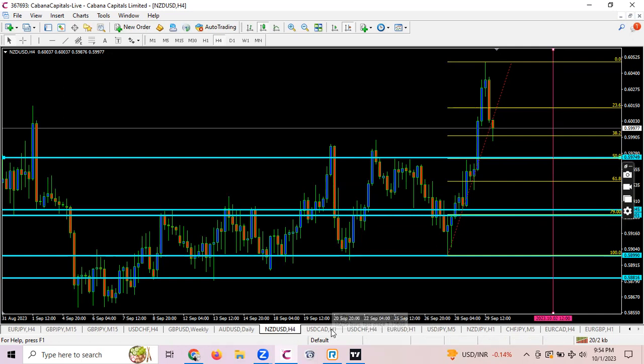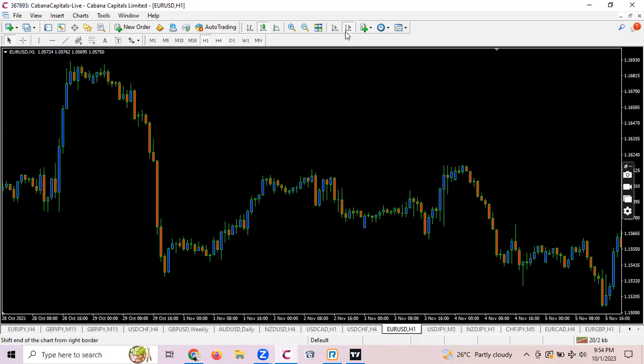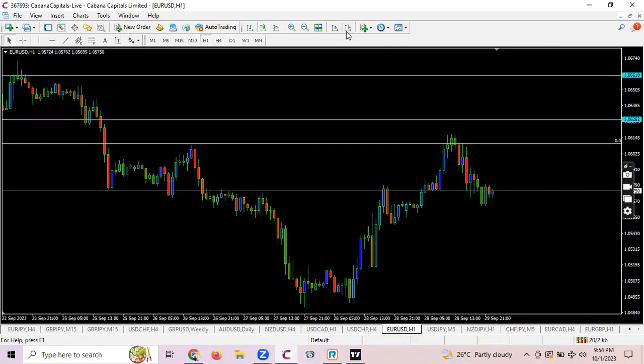Which other pair should we look at? Let's look at one or two more pairs, then we'll end tonight's session. If there's any pair you want us to look at, please drop it in the comments. Let's look at the pair together. Okay, Euro USD. Let's look at Euro USD. It's positively correlated with GBP USD.